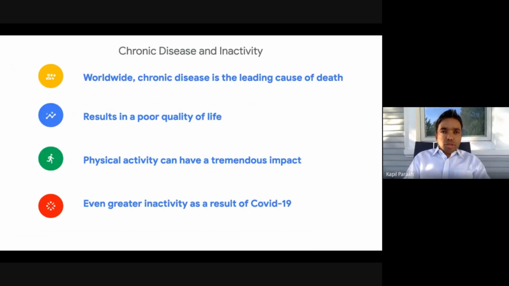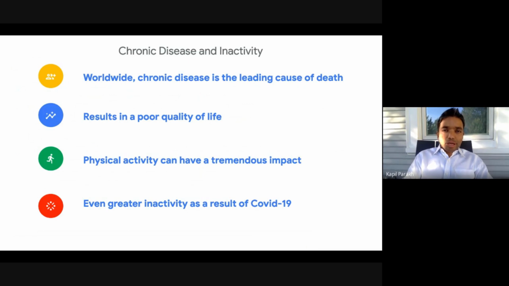So many of you will know that chronic disease and inactivity are linked. Worldwide, chronic disease is the leading cause of death. In fact, it's so prevalent that if you take all the infectious diseases such as malaria, tuberculosis, diarrhea, pneumonia, etc., chronic disease accounts for more deaths than all of those combined, which is quite dramatic.